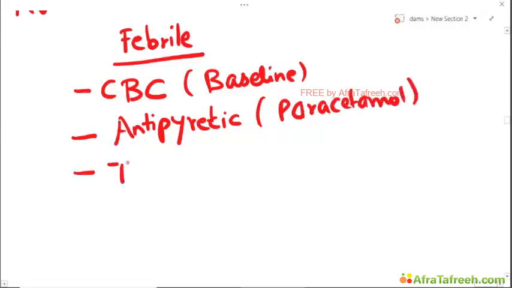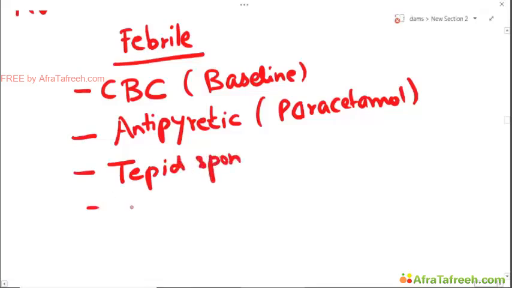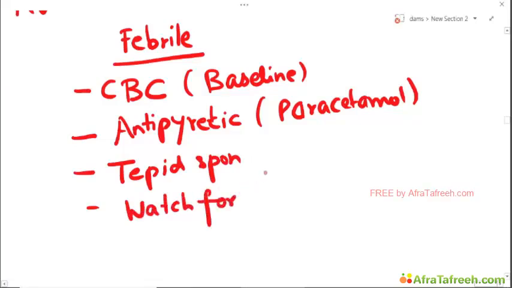Right? No other drug. You can do tepid sponging and watch for warning signs. This is important. So this is the only treatment.